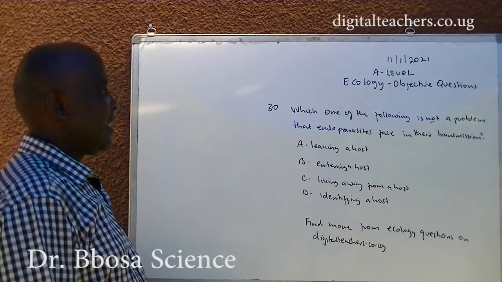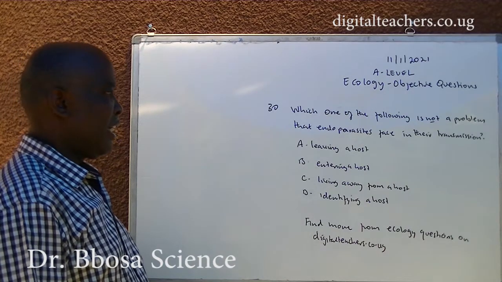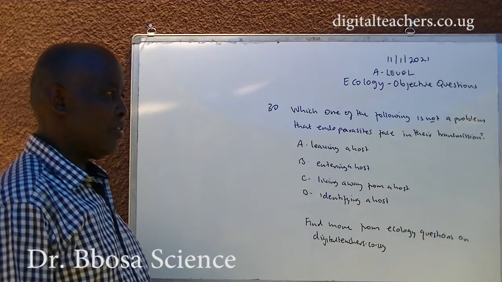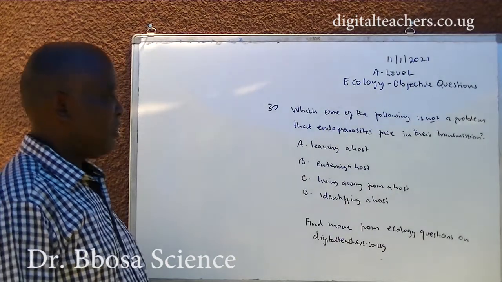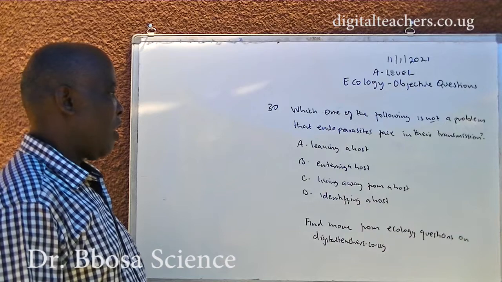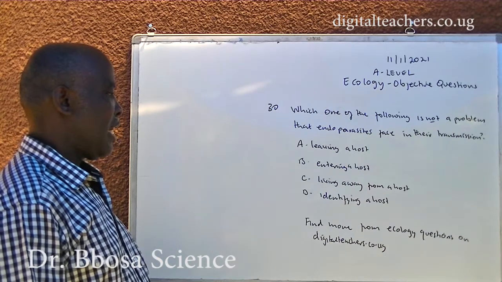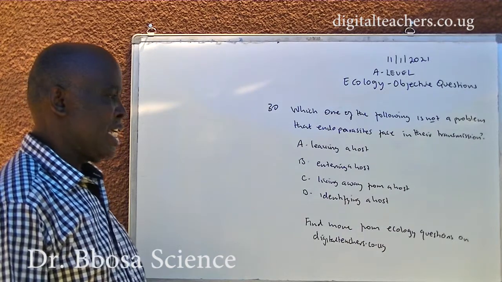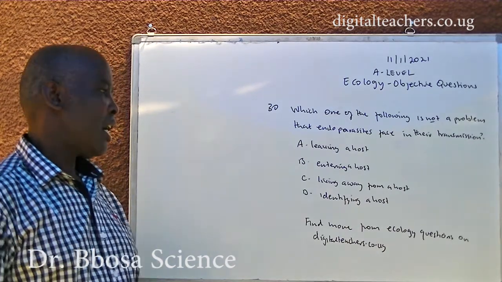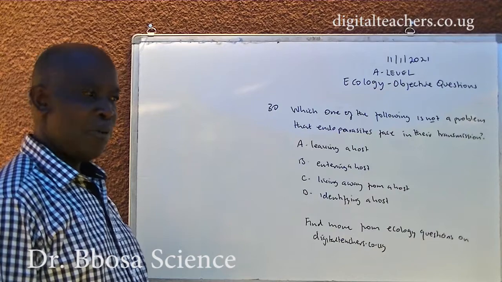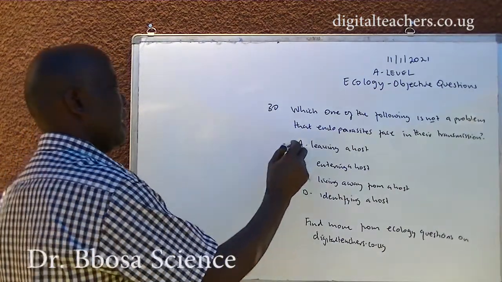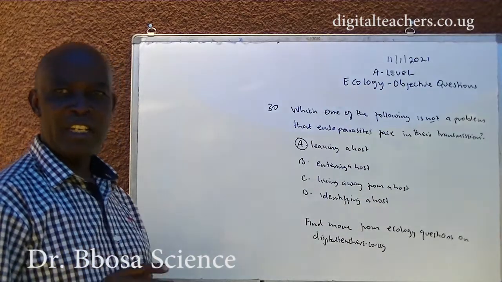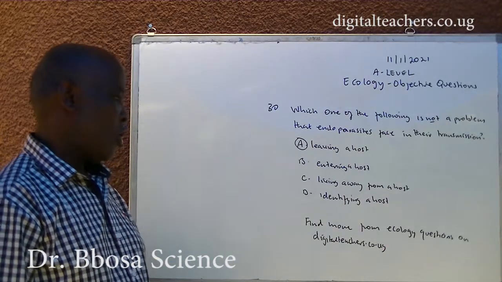Finally, number 30. Which one of the following is not a problem that endoparasites face in their transmission? A. Leaving a host. B. Entering a host. C. Living away from a host. D. Identifying a host. You can pause and answer. The answer is A. You just defecate it without its notes.